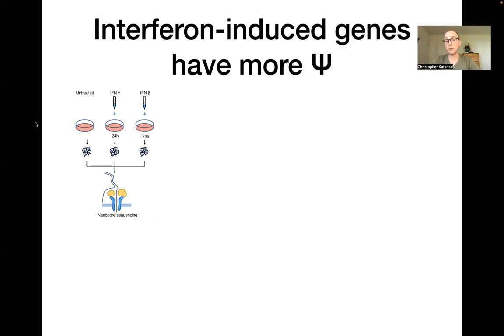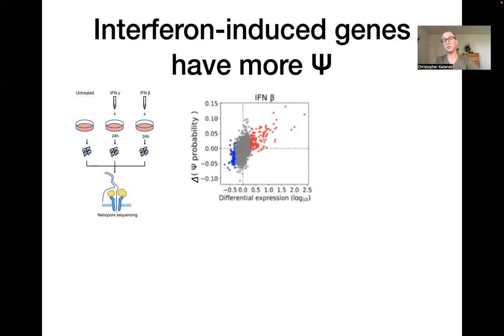And one of the most striking results is the correlation between induction of genes, just in abundance, and the incorporation of pseudo-U. So those data look like this. Here, each dot represents a single gene, and on the x-axis, we have fold change in abundance during interferon treatment. And on the y-axis, we have change in pseudo-U probability.